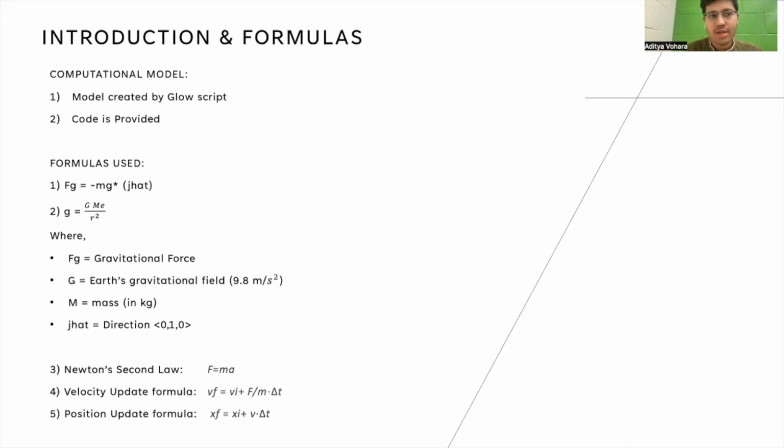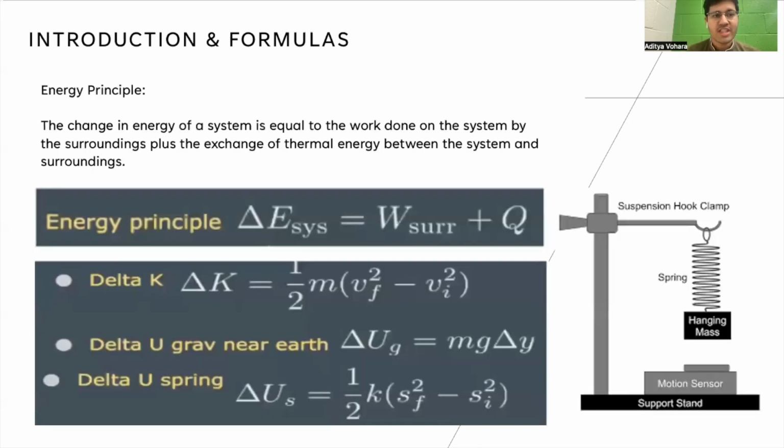The key formulas used for the experiments are Fg equals minus mg j hat, g equals G mE by r squared, Newton's second law, which is F equals ma, the velocity update formula, and the position update formula. The main formulas used for the experiments are the energy principle, which states that the change in the energy of the system is equal to the work done plus Q, which is the change in the temperature. Finally, delta K, which is the kinetic energy, delta Ug, which is the gravitational potential energy, and delta Us, which is the spring energy formula, are shown below.